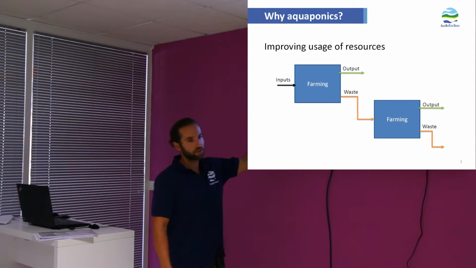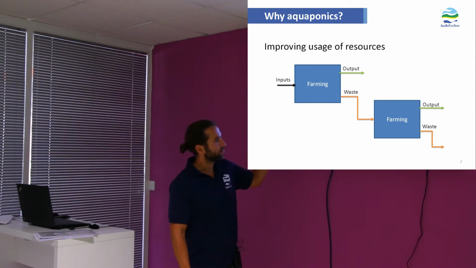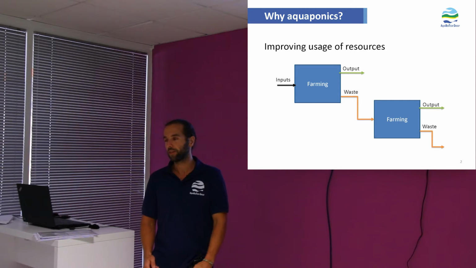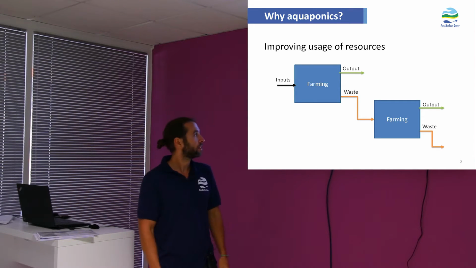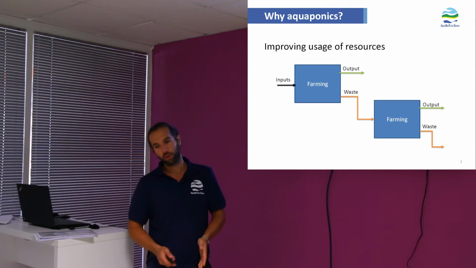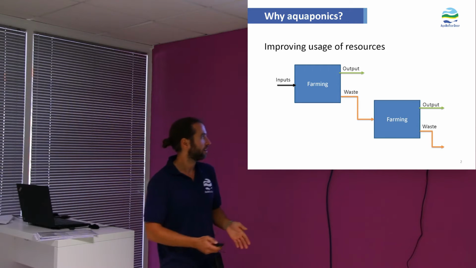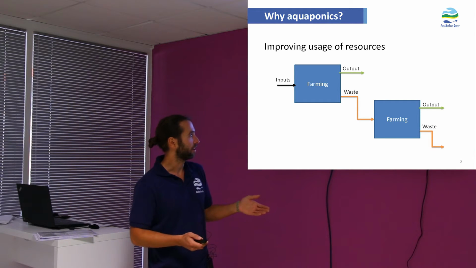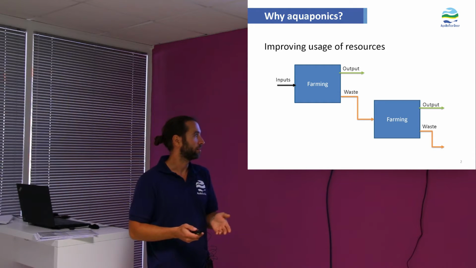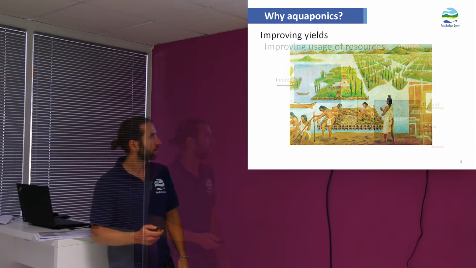basically trying to use the inputs, which in this case is feed, in multiple stages. So we get the output as plants or fish, and we still end up with some waste, and we want to use the waste again to grow new things, be it plants or algae or whatever we can.